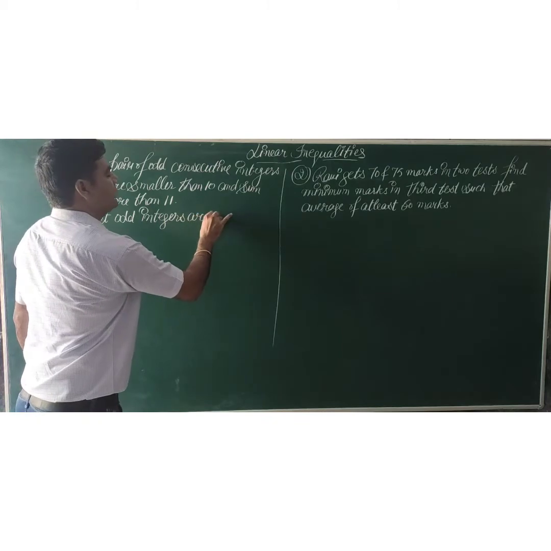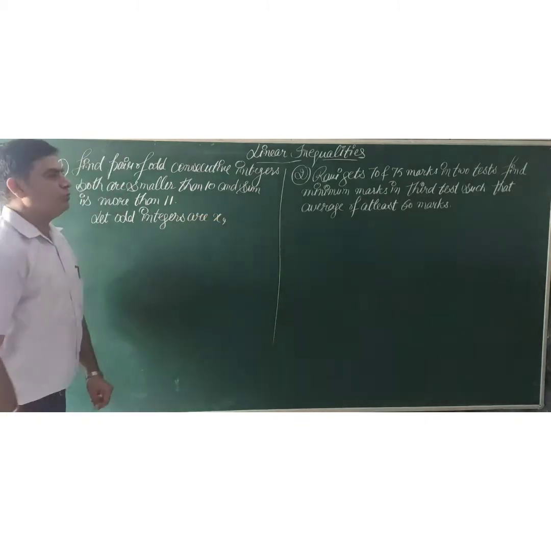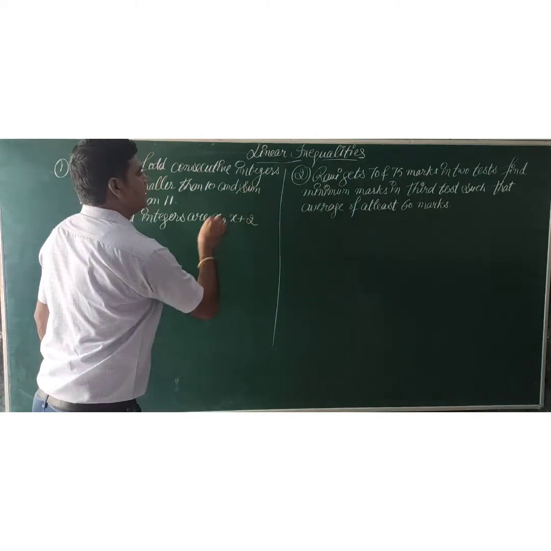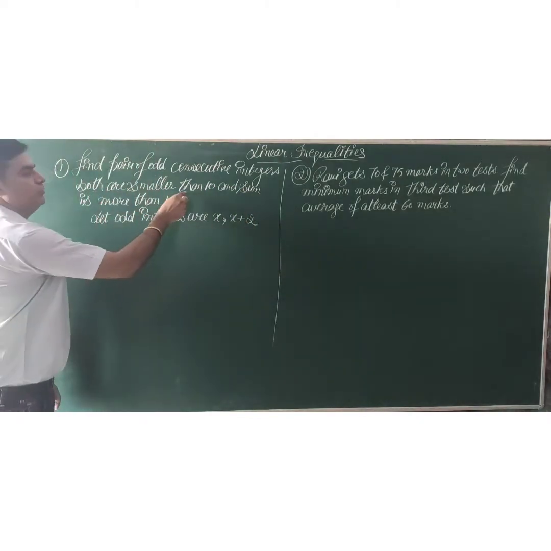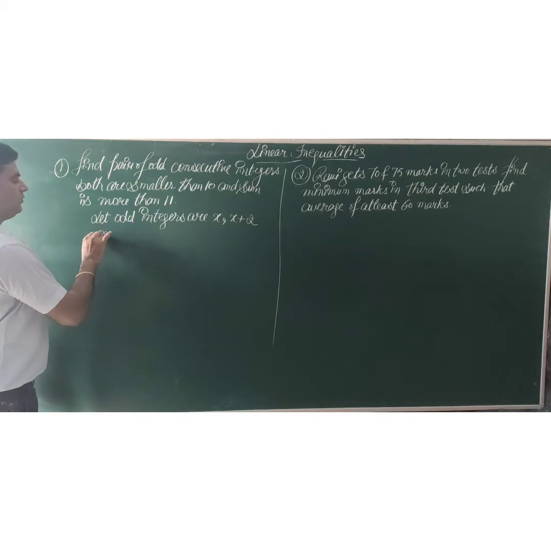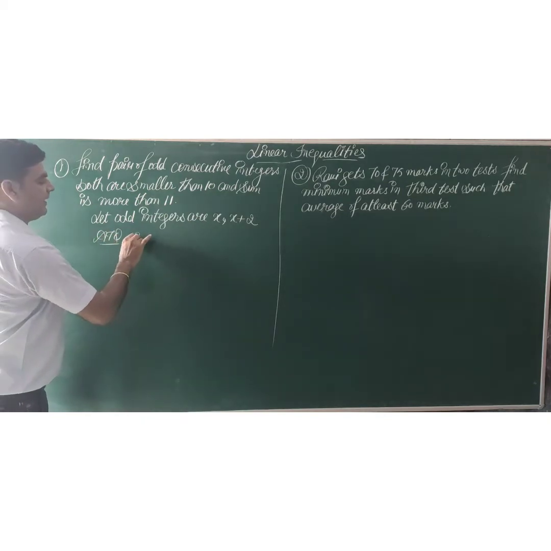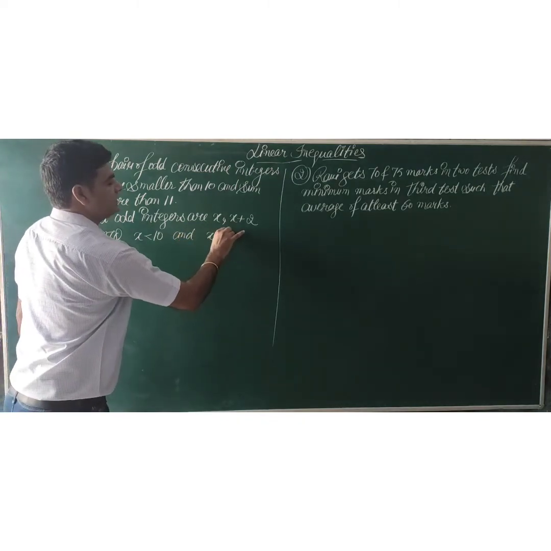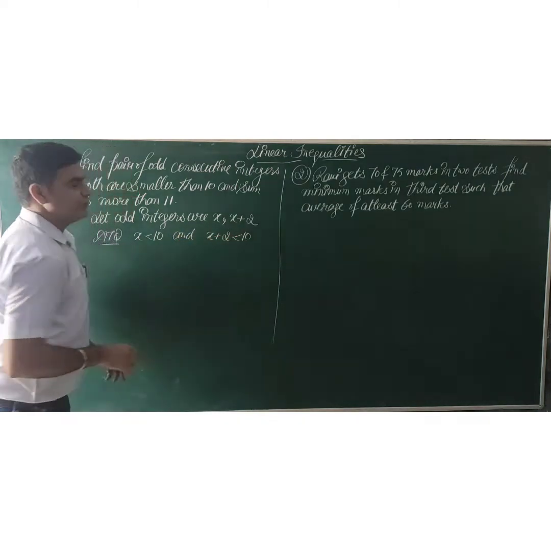given by the first one x. As you know, odd numbers differ by 2, so the next one is given by x plus 2. First condition: both are smaller than 10. According to the question, x should be less than 10 and x plus 2 is also less than 10. This is one of the conditions given.